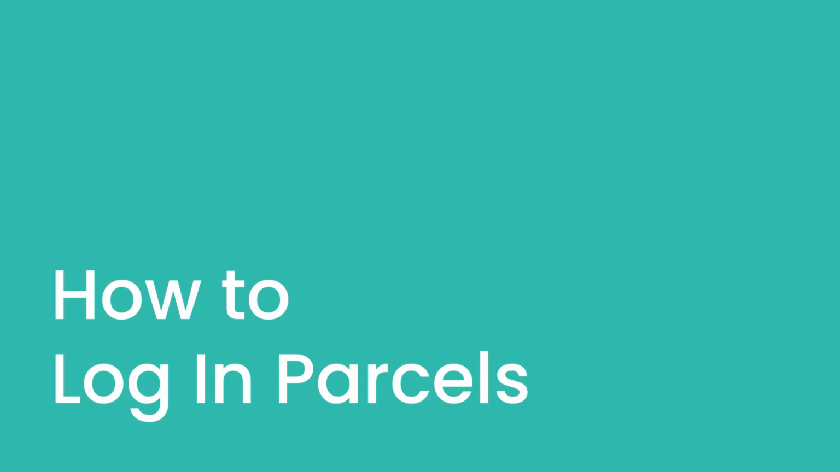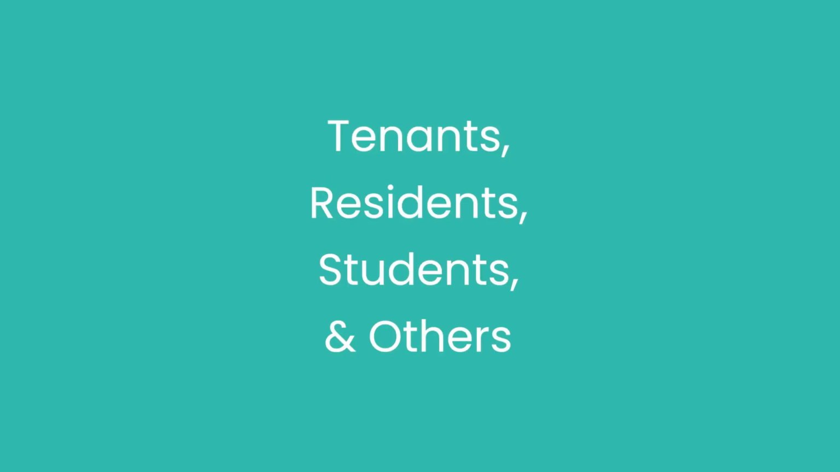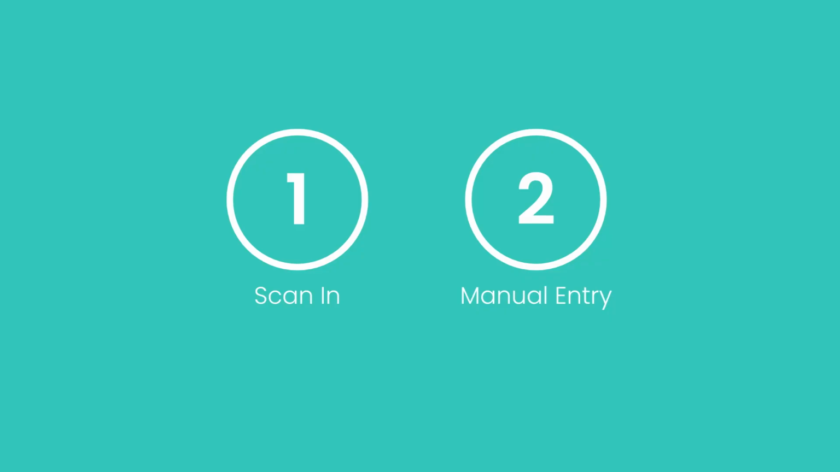With Parcel Tracker, you can quickly log incoming parcels and automatically notify recipients. Recipients can be tenants, residents, students, and others. We recommend uploading a recipient list first so that Parcel Tracker can automatically match a parcel to the correct recipient. There are two ways to log in parcels: scanning and manual entry.